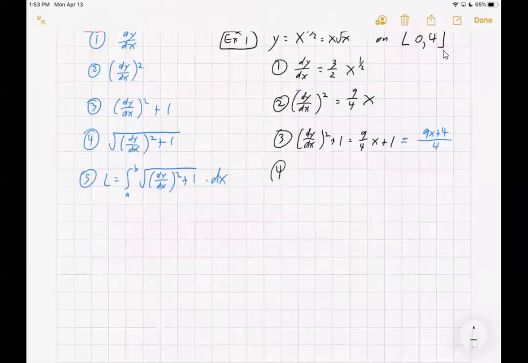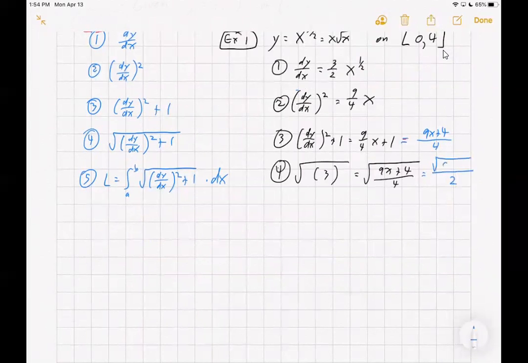So in step 4, I can take the square root of the square root of (9x plus 4) over 4. That also simplifies algebraically. The square root of 4 is 2, so I can rewrite this as the square root of 9x plus 4, over 2, before going on to step 5.